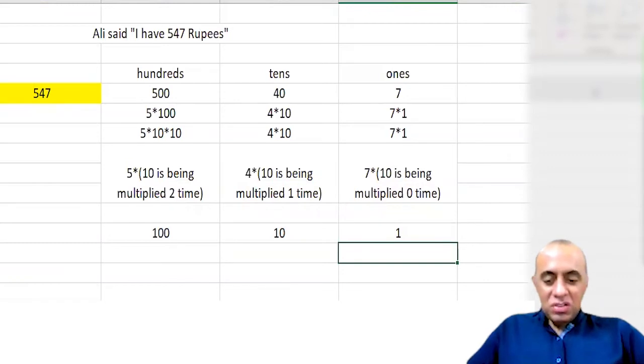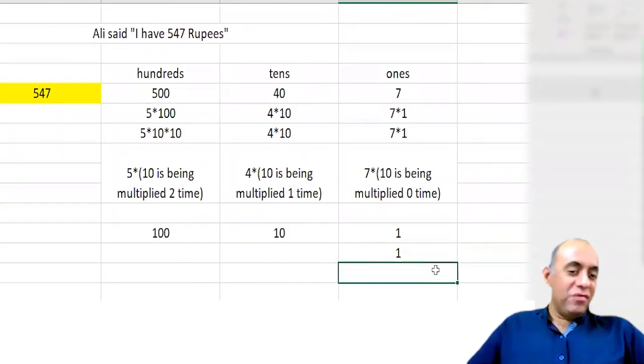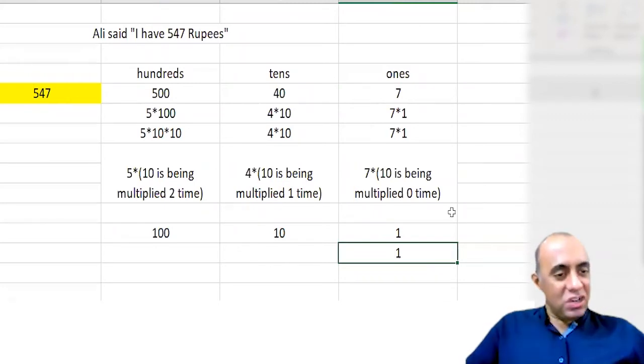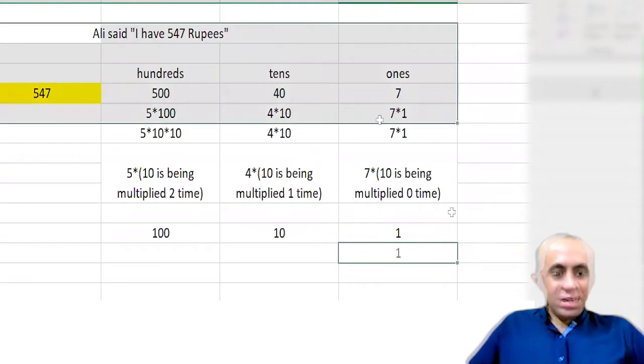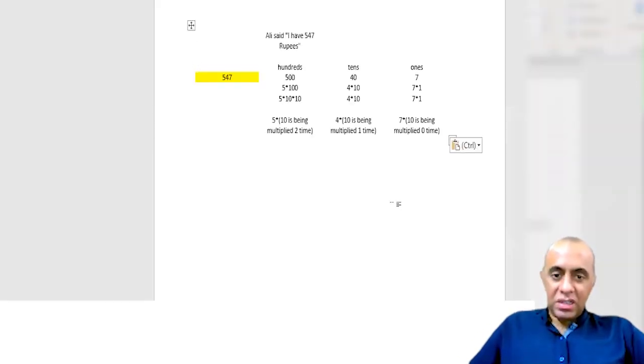Similarly, let me show you something. What if I write 234 raised to the power 0? I'm trying to say 234 is being multiplied 0 times. What would be the answer? 1 again. So that is another way of having a proof of concept that anything raised to the power 0 is 1, right? So we come back to what Ali was saying.